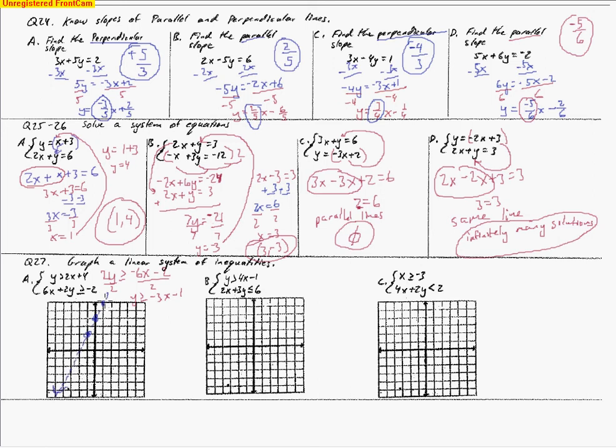And then we go ahead and shade. It's y is greater, so that means you're going to end up shading above. So I'm just going to put some arrows above. That'll remind me that's the direction I need to shade. Take a look at the next line.